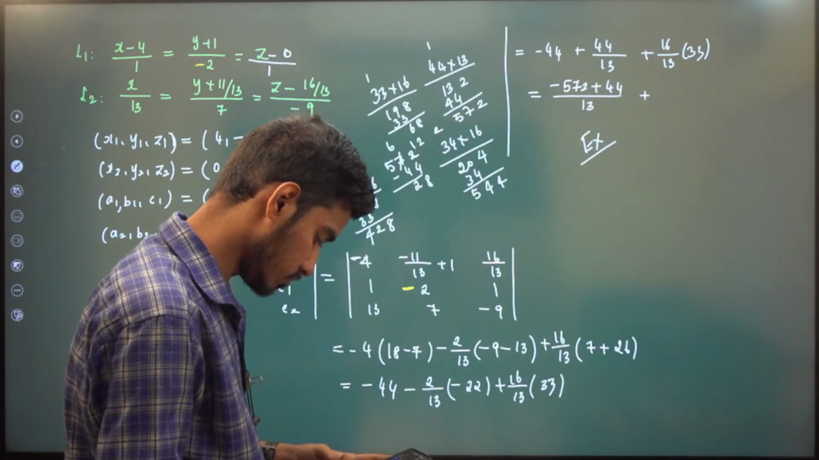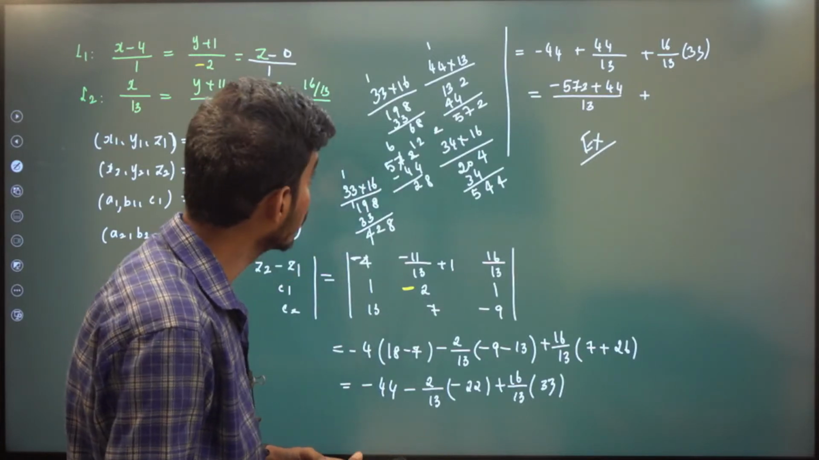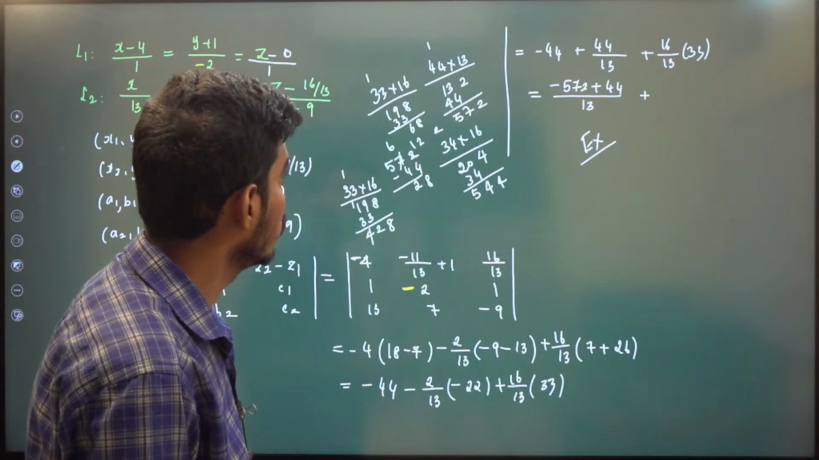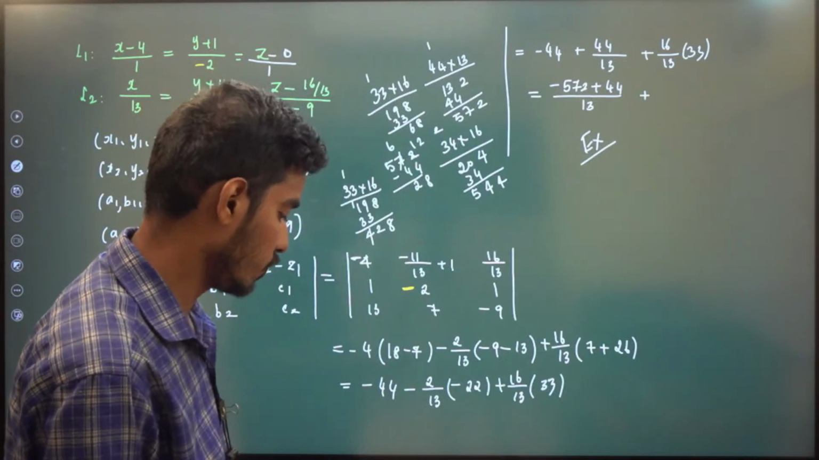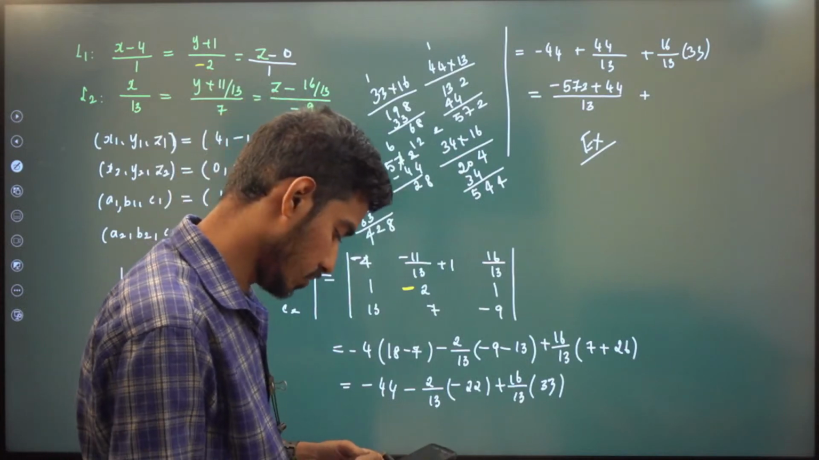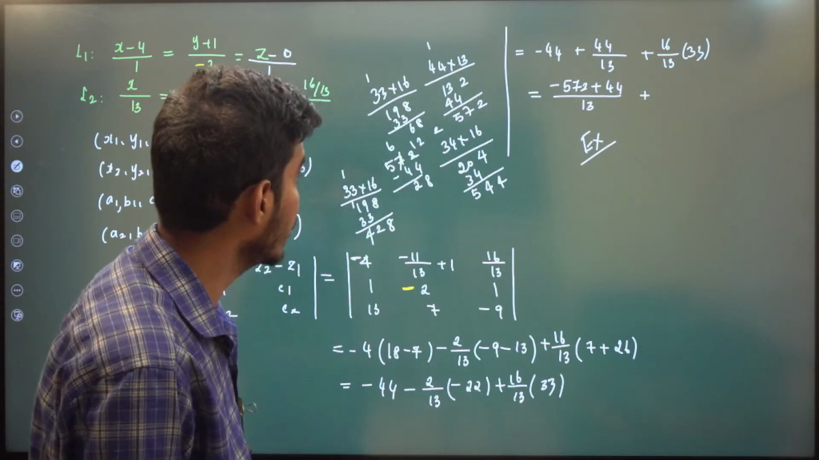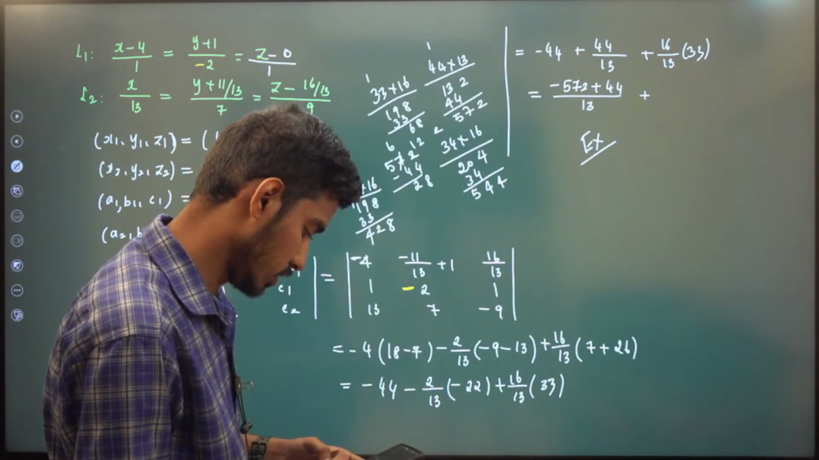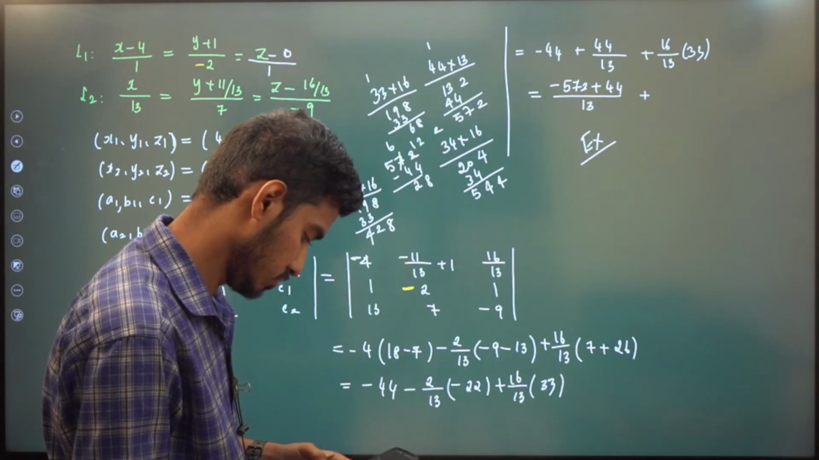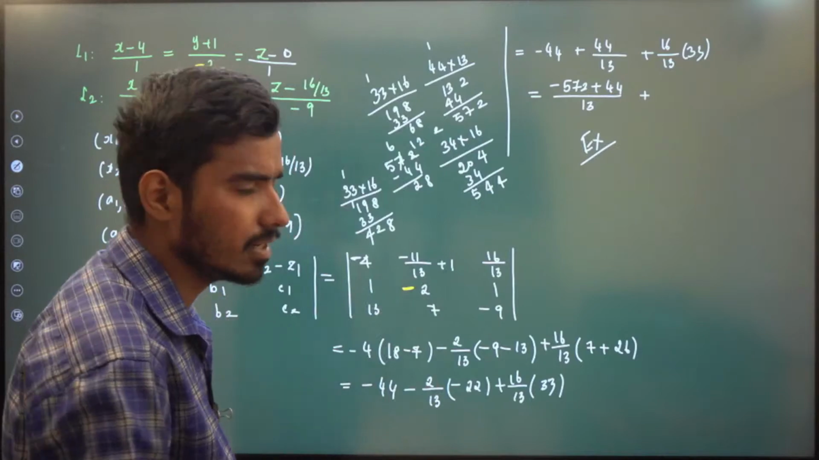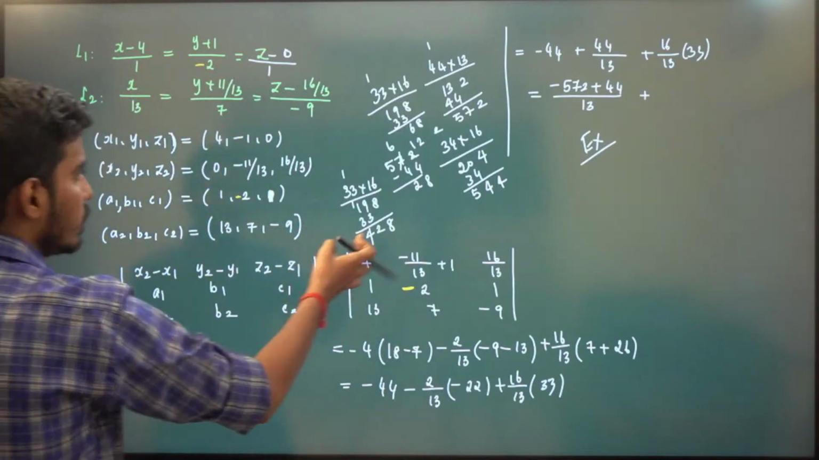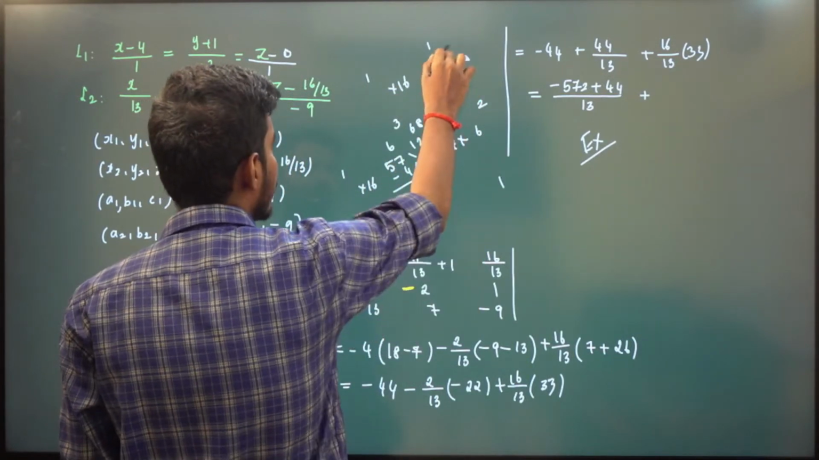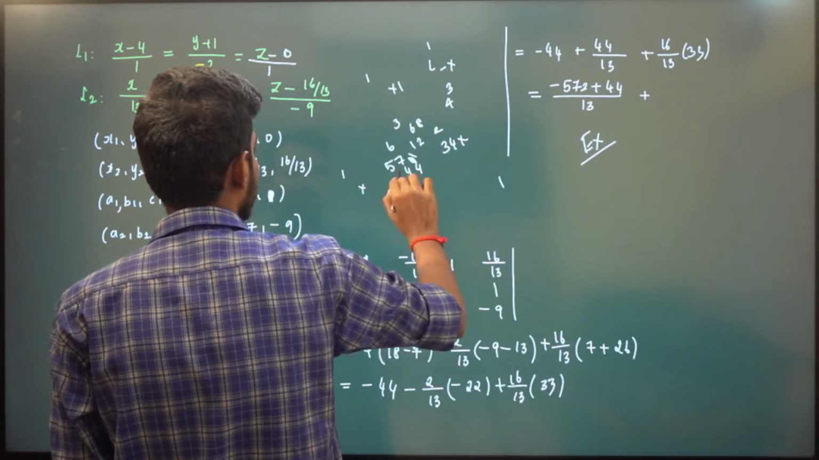Now 13 into 44 is 572. So we will have minus 572 plus 44. Minus 572 plus 44 is minus 528. 16 into 33. Yes, I think I got the answer. Correct only, right? I think here we have made some mistake. So if I do it in the calculator, we are getting the right answer. So both are minus 528 and plus 528.